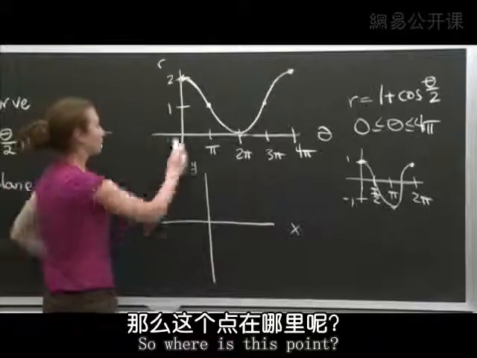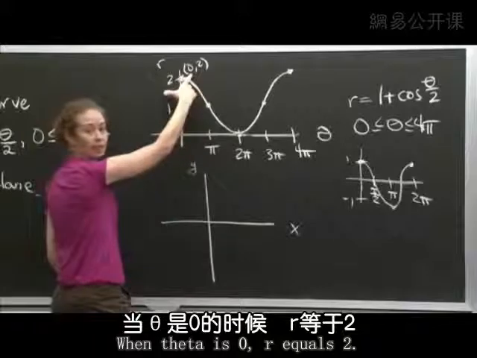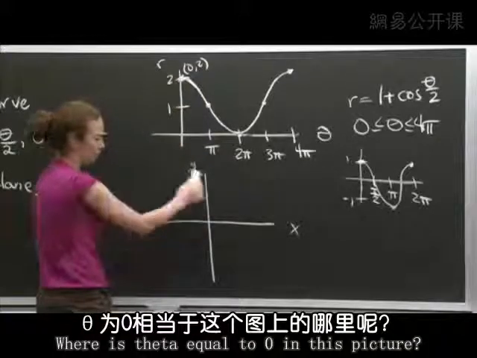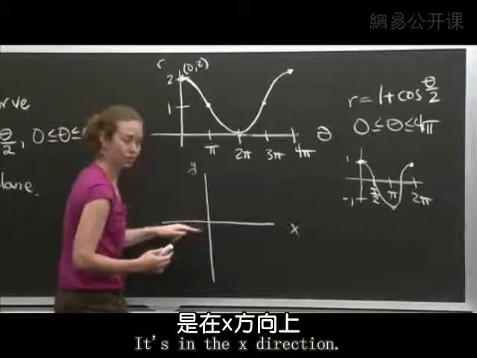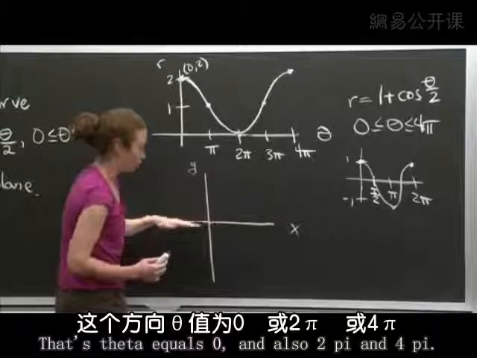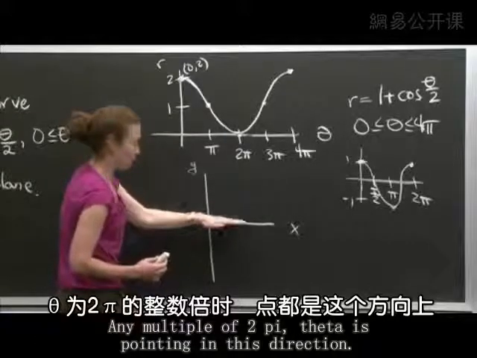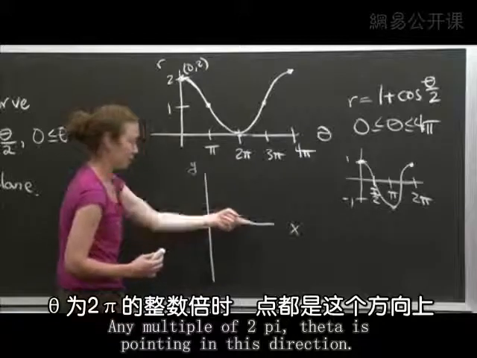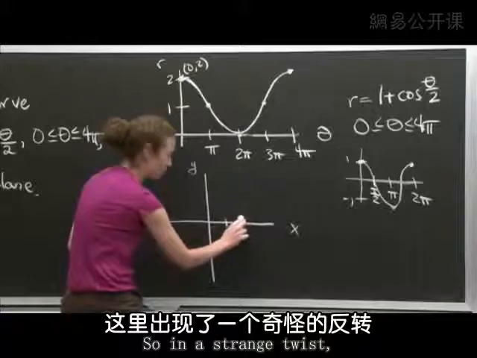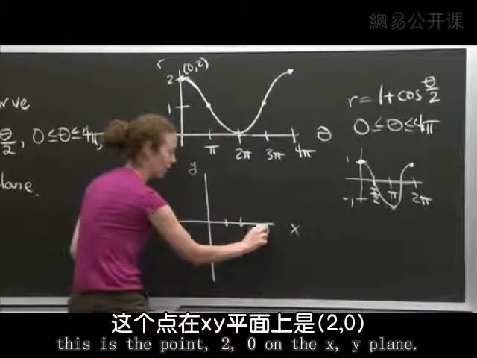So where is this point? This is the point 0, 2. When theta is 0, r equals 2. Where is theta equal to 0 in this picture? It's in the x direction, right? That's theta equals 0, and also 2 pi and 4 pi. Any multiple of 2 pi, theta is pointing in this direction, and r equals 2 there. So in a strange twist, this is the point 2, 0 on the xy plane.